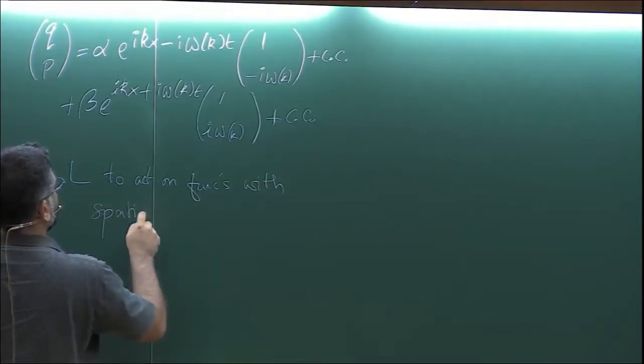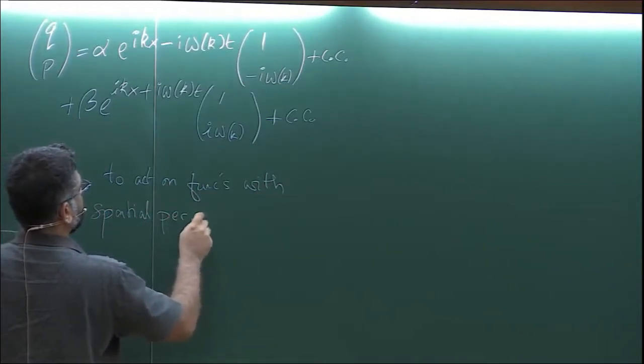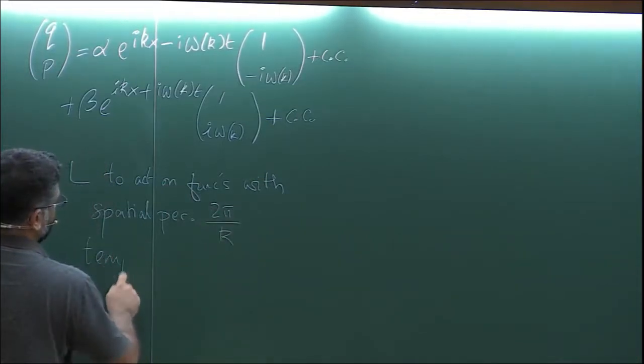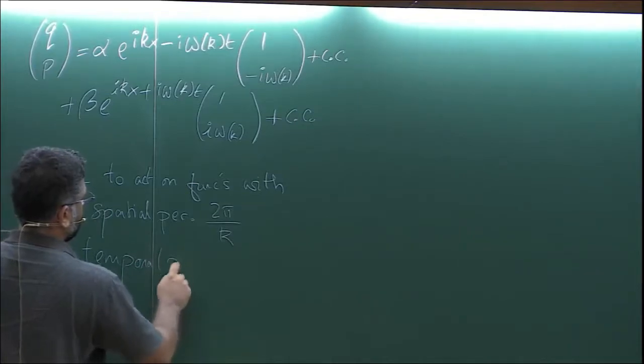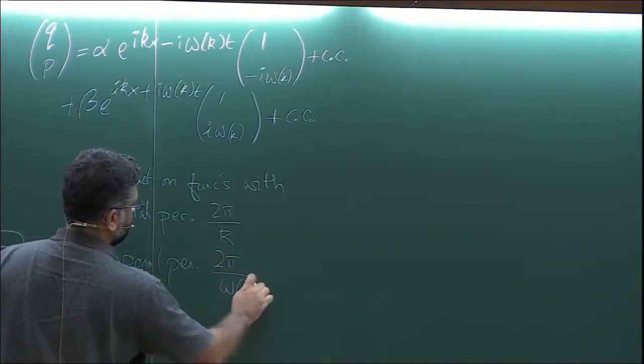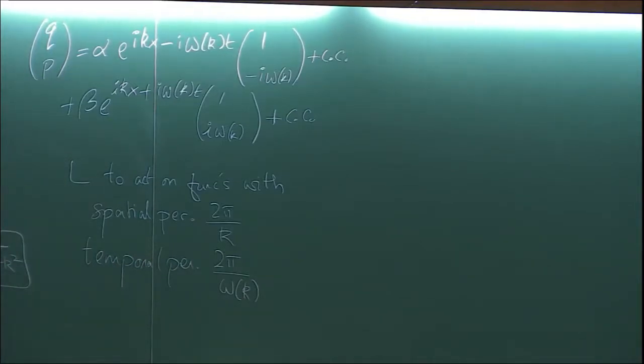Right? So we'll want L to act on functions with spatial period 2 pi by k and temporal period 2 pi by omega of k. Okay? Let's play a game. You pick any spatial period, you pick any temporal period. Well, let's say you pick the temporal period consistent with the spatial period. The real question is, does this uniquely specify k?